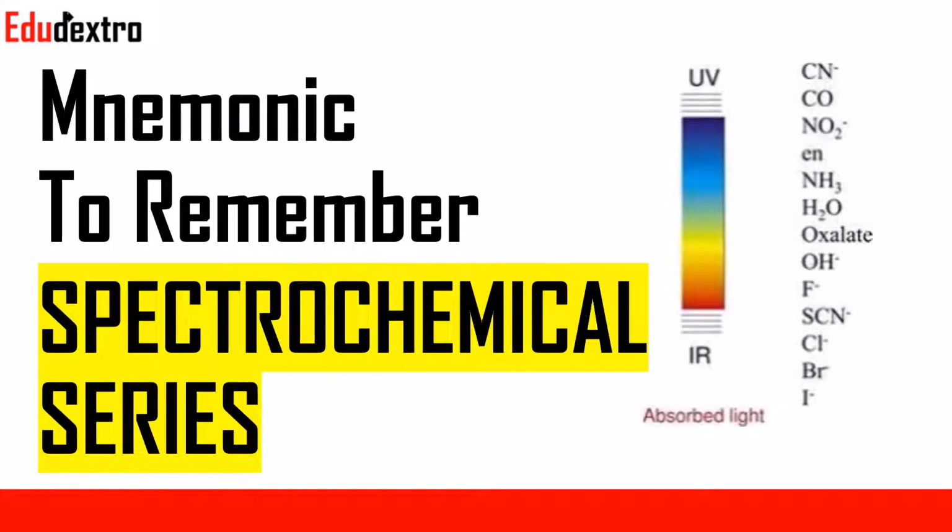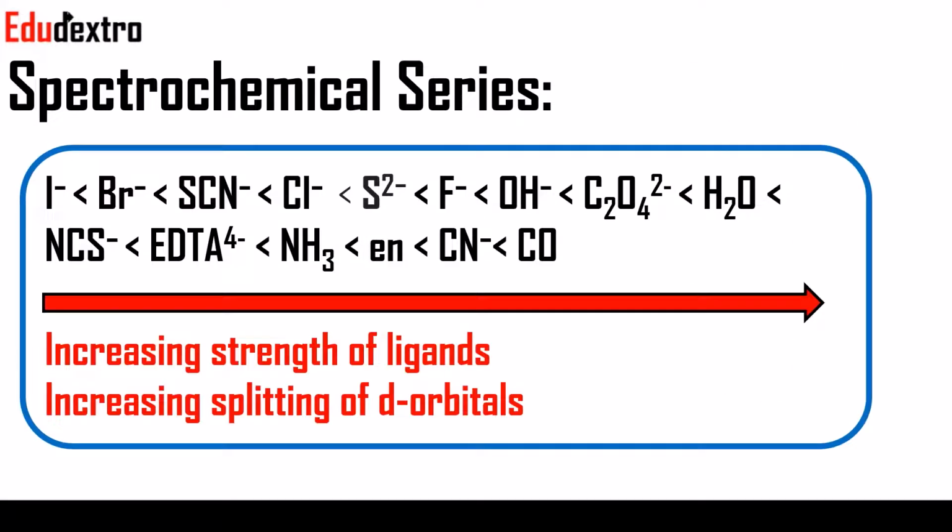In this video, we will be doing some mnemonics to remember the spectrochemical series. This is the spectrochemical series. It is a list of ligands and ions which are arranged in increasing strength, and they are also arranged in increasing splitting of the d orbitals.